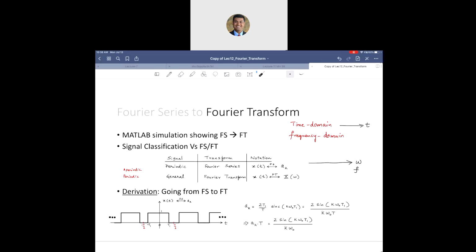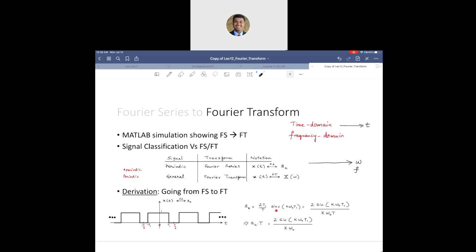Now, let's take a look at the derivation going from Fourier series to Fourier transform. Suppose you have a pulse train indicated as x(t). It is clearly a periodic signal with time period capital T. Its Fourier series coefficients are defined as a_k. We know from earlier that a_k can be written as 2T1 divided by T sinc(k omega naught T1), where 2T1 is the time for which the signal is on, and capital T is the time period.